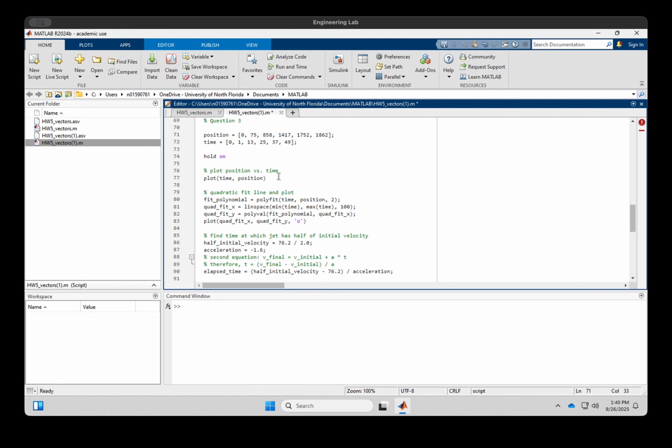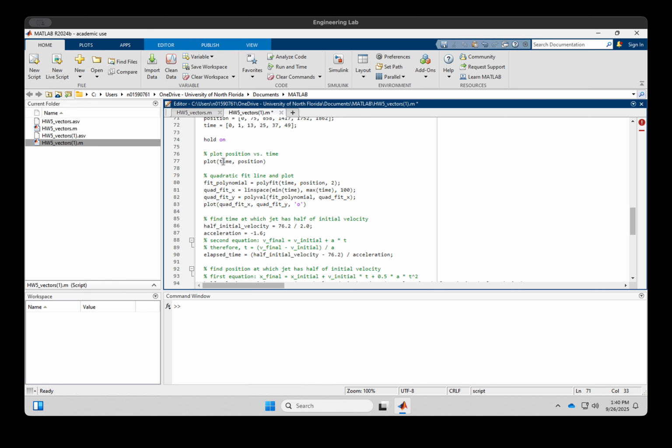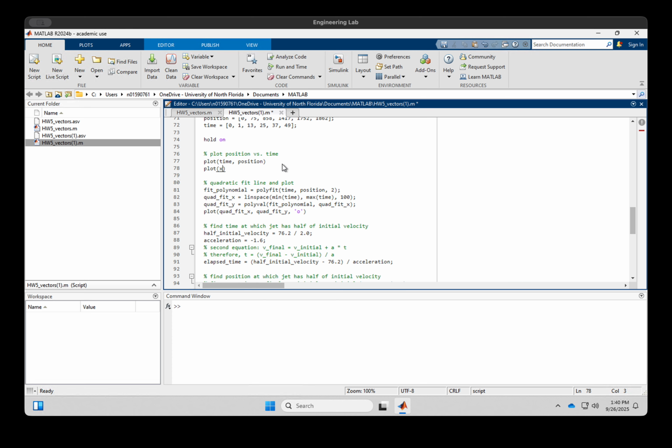The first thing you're told to do is just to plot it, the time and the position. Time is the independent variable, or it's a control variable, actually. So you can plot that on the x-axis. The plot command looks like this. Plot x, y. And you can find that on the documentation.